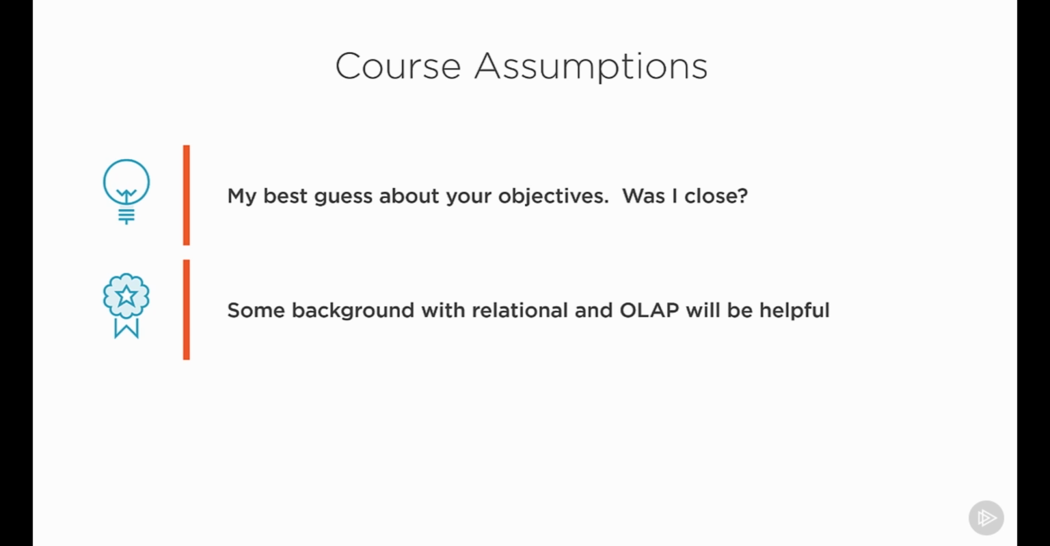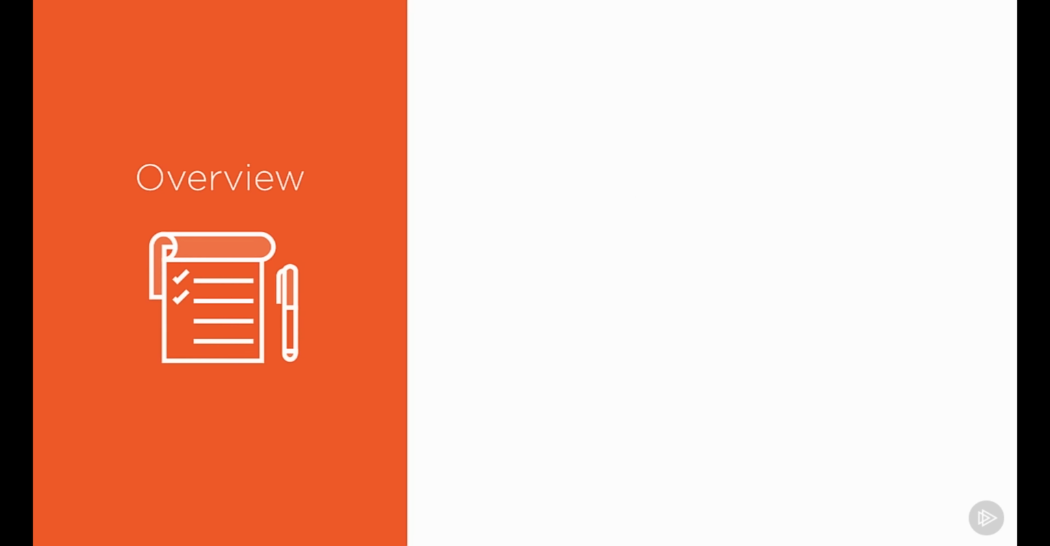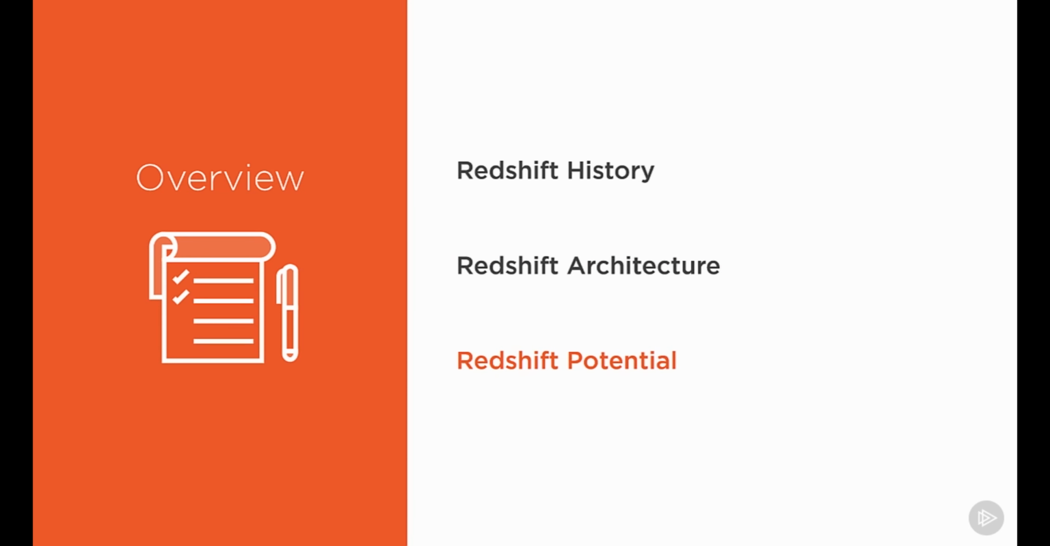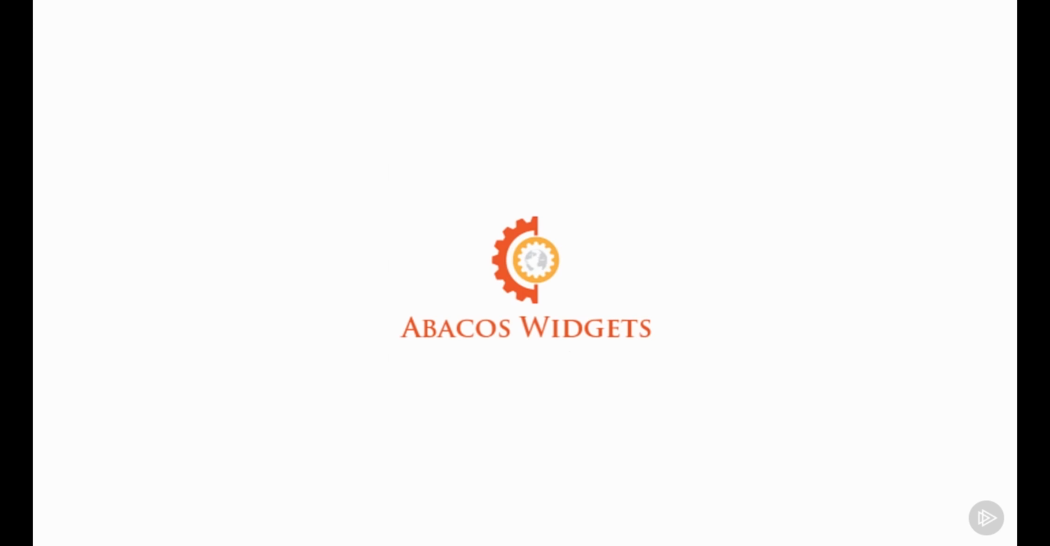So we're going to get right into the meat of some of the reasons that Amazon Redshift deserves attention right here in this module by focusing on a general overview of first its history and its architecture and then its potential. This should serve to build both an understanding of what Redshift is and what it can do. For some context, we're going to proceed through this course as if you are a new data architect at Abacus Widgets and have been assigned to help build our next generation data warehouse.